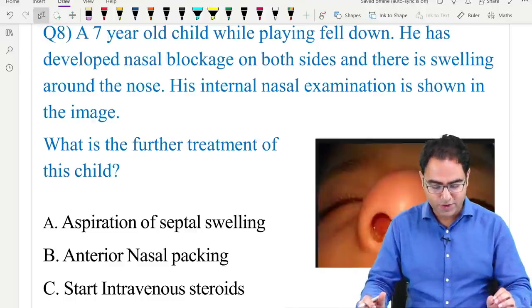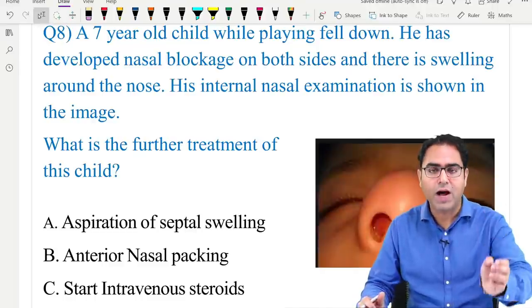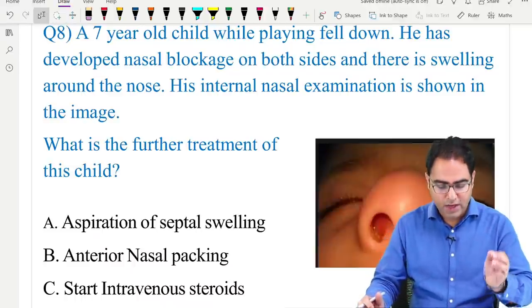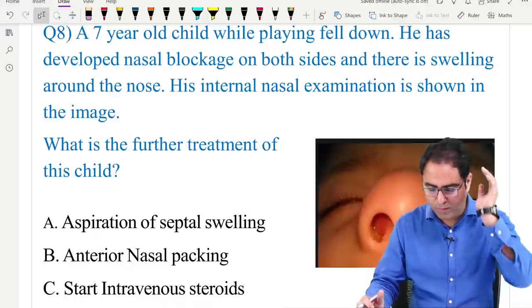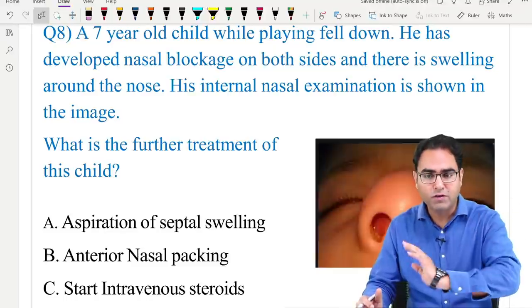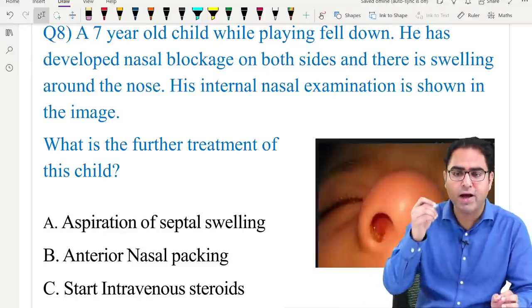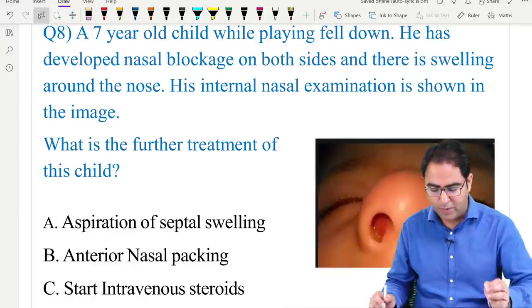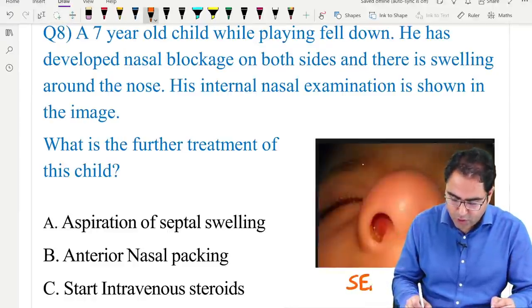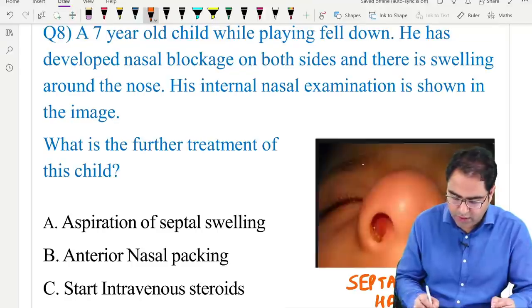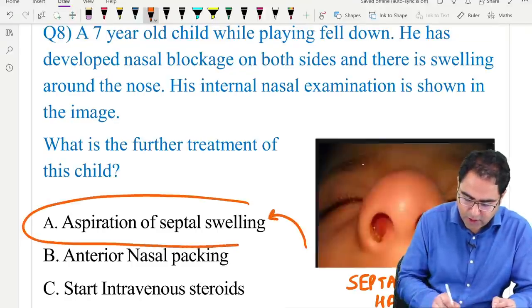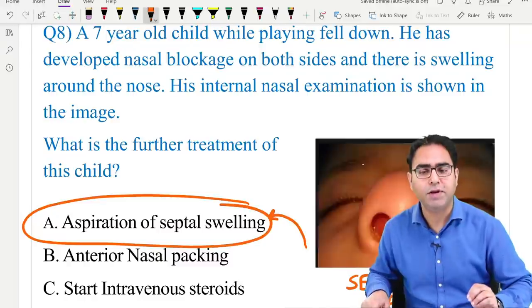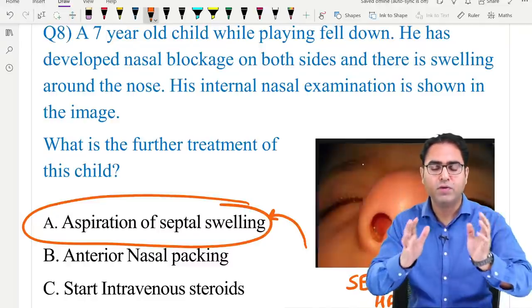Okay, very good. A 7-year-old child while playing fell down. There is a trauma history. He has developed nasal blockage on both sides, and there is swelling around the nose. Internal examination is shown in the image. This is a case of septal hematoma. A straightforward NEET PG question. You should treat it by aspirating it immediately. The treatment is aspiration of the septal swelling. This is a case of septal hematoma.